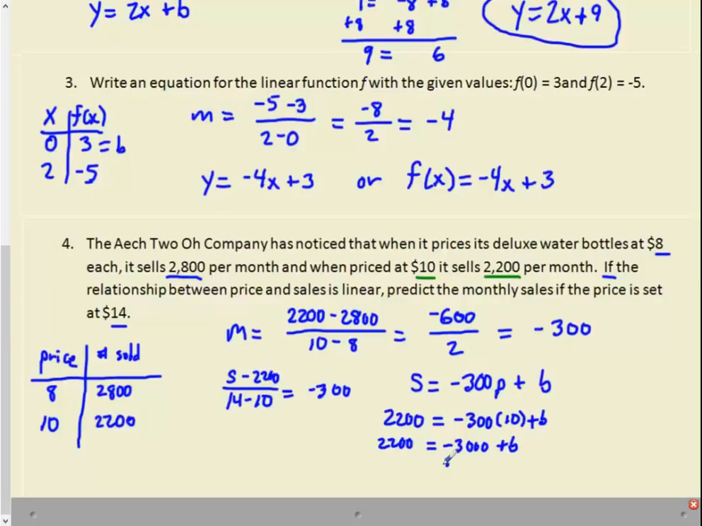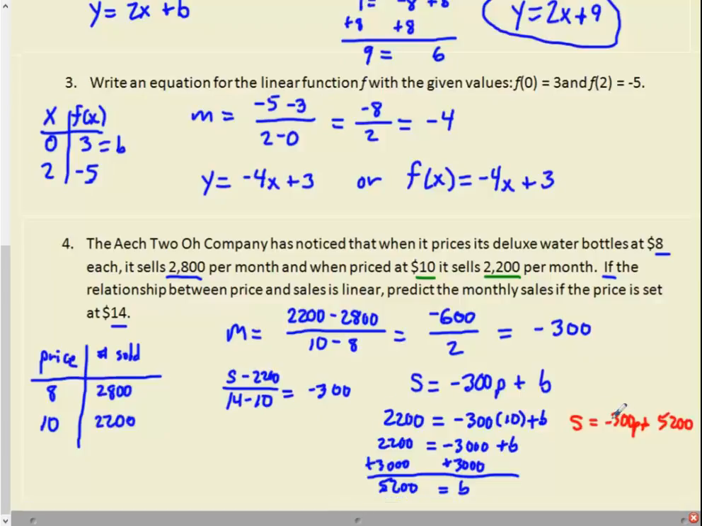And then we would add 3,000 to each side, and we would get 5,200 is equal to b. What that tells us is that sales are equal to -300p plus 5,200. Now that we have that value, we can substitute the price of $14 in place of p.